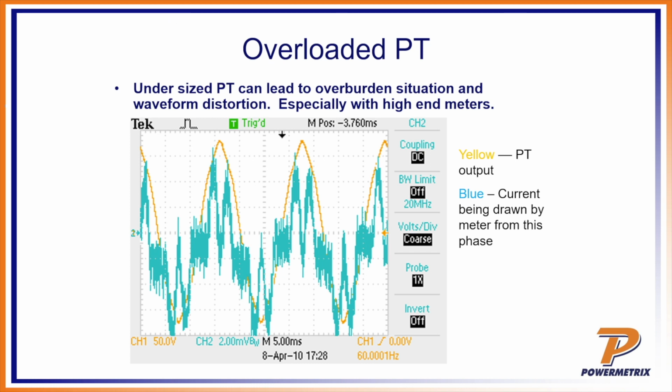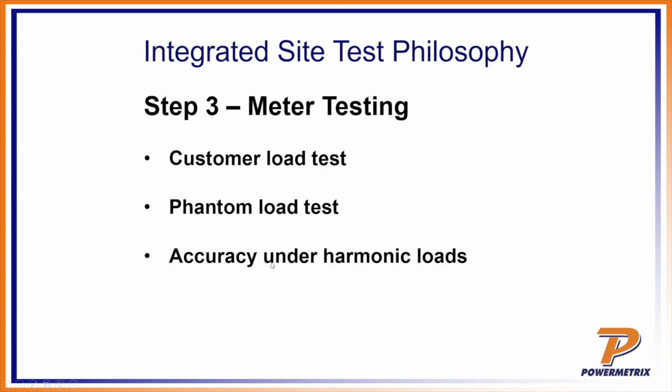But what about an overloaded PT? If I have an undersized PT, it can lead to overburden situation and a waveform distortion, especially with high-end meters. So what happens is this yellow wave right here that peaks out, stands out by itself, is my PT output. But the blue, this blue garbage that's all over the place, this is the current being drawn by the meter from this phase. Look what happens to this, all kind of junk. How do you think the meter is going to see that? It's going to be bad.